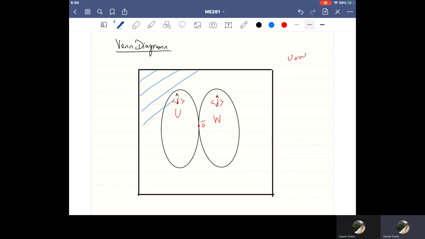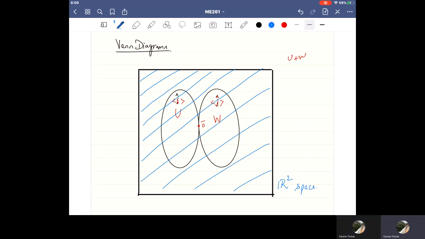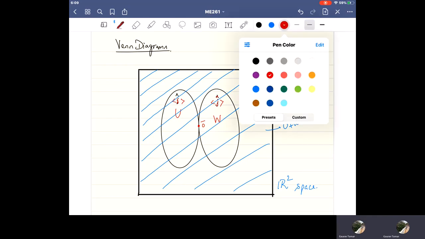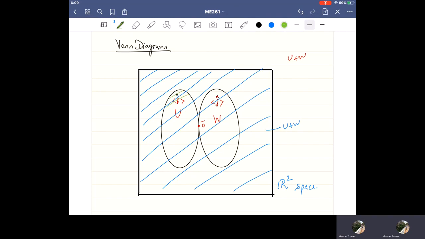Now, U plus W is going to be the entire set, which you can think of as R2 space. So this is U plus W. Now, if I have to show you what U union W is, it's in a different color. This is the green color that you're seeing. It's very visible. I will hatch it. This and this together form U union W. And this is the zero vector, which, as you can clearly see from the Venn diagram, is U intersection W. So that's how we'll denote them.